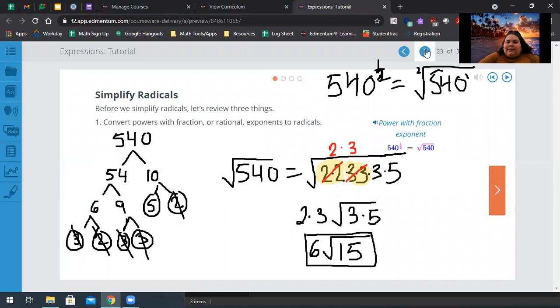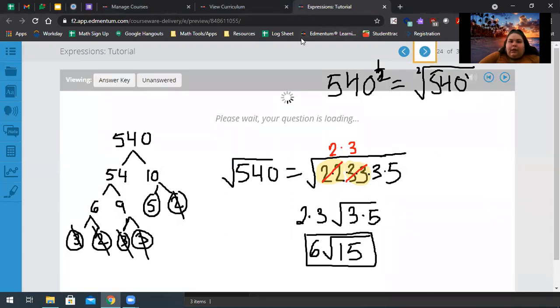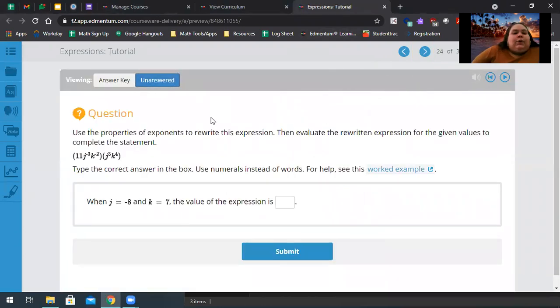Now moving on to slide 24. Let's go ahead and take a look at this one. So we have 11, j to the negative 3rd power, k to the negative 2 power, j to the 3rd power, and k to the 4th power. And they give you the values of -8 and 7.